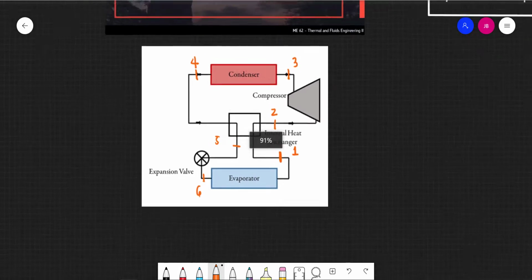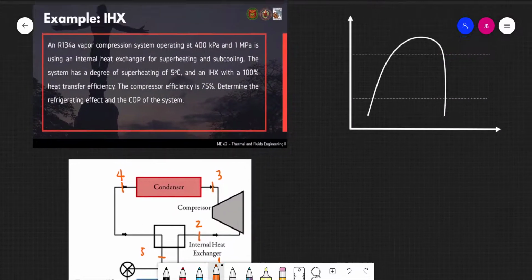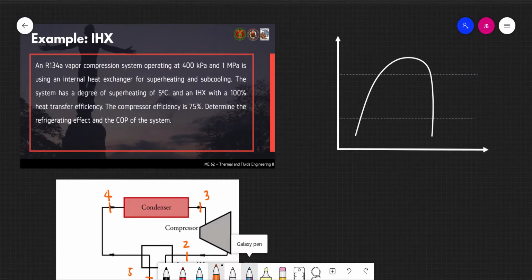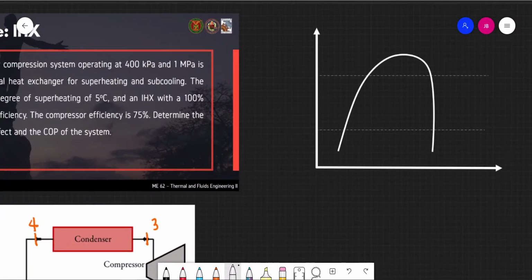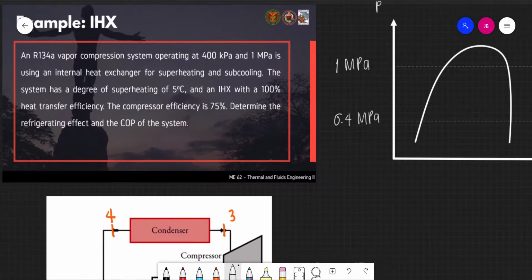So, let us now draw our pH diagram. Sabi natin, meron tayong operating pressure na 400 kilopascals at 1 megapascal. Basically, 400 kilopascals is your evaporator pressure. So, we have 0.4 MPa here. This is the pressure axis and this is the enthalpy axis. And we have 1 megapascal as the condenser pressure. Inspect muna natin yung given bago tayo mag-proceed.